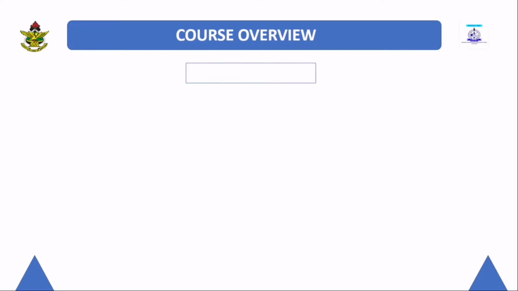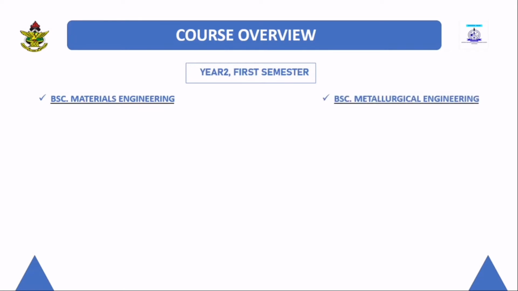So now this is year 2 first semester. In year 2 first semester, both metallurgical and material engineering have some similar courses that they offer. So I'm going to take the same courses that they offer, give a brief about each, and tell you how you can pass these courses easily, what resources you need, and what learning materials you need to pass them.